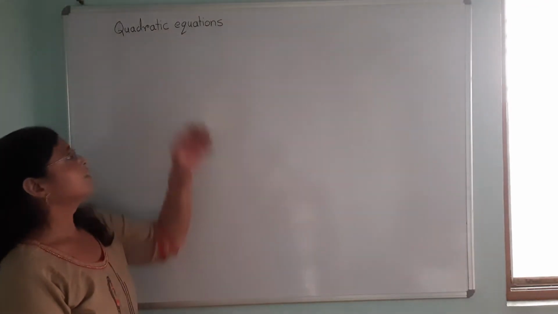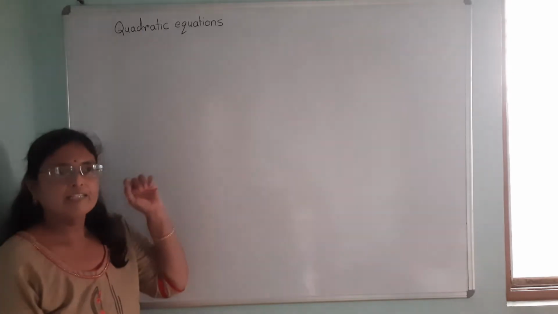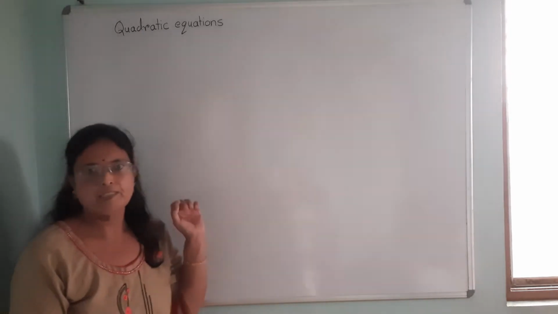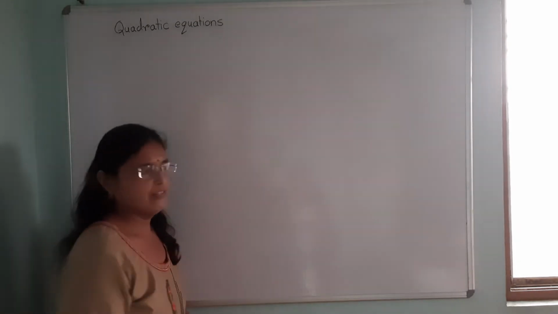Let us study the quadratic equation. What do you mean by quadratic equation? When the index of a variable in an equation is 2, then it is called a quadratic equation.